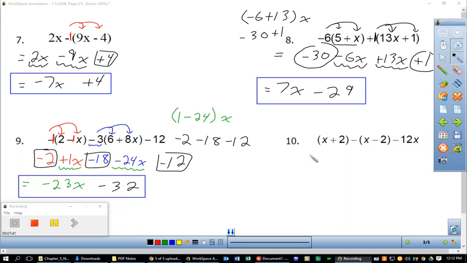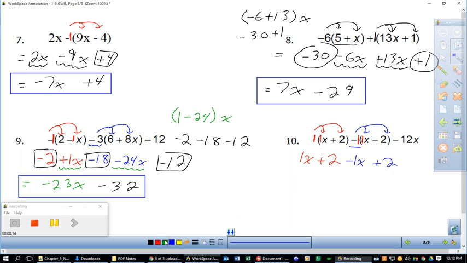All right, number 10. Notice we have lots of understood ones. We have 1 outside here, 1 right out here, 1 here, 1 here. So now let's figure out what we've got to do. 1 times 1x is 1x. 1 times positive 2 is plus 2. Multiplying by 1 doesn't change anything. Multiplying by a negative 1, however, does. Negative 1 times 1x is minus 1x. Negative 1 times negative 2 is positive 2. And then we'll bring down minus 12x.